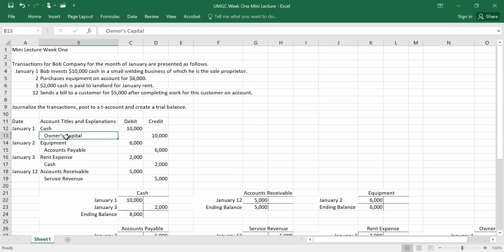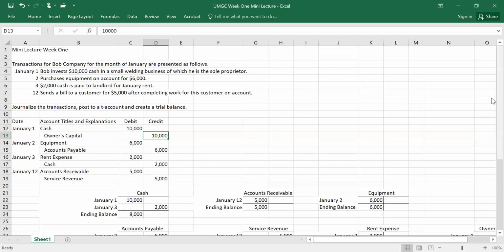Then you would think, okay, he's creating owner's capital. Okay, what kind of account is owner's capital? Well, it's owner's capital, right? Is that one of the accounts that increase with the debit? No, that type of account increases with the credit. So I'm going to credit owner's capital for the $10,000. We're going to think that all the way through.